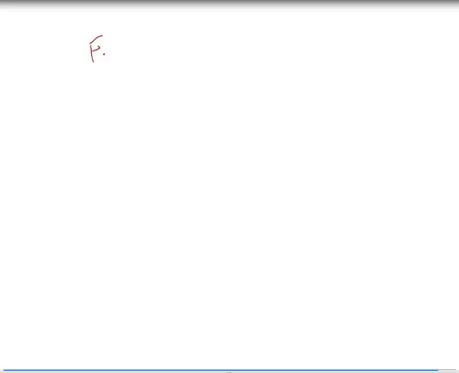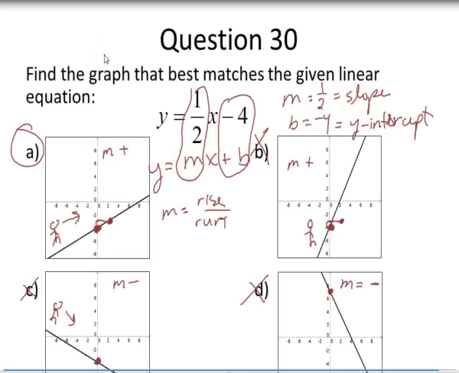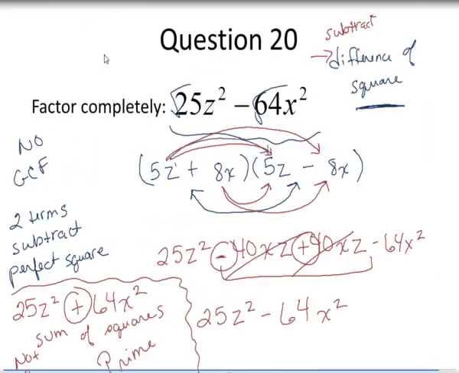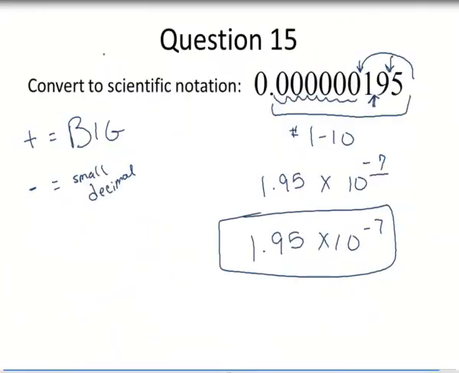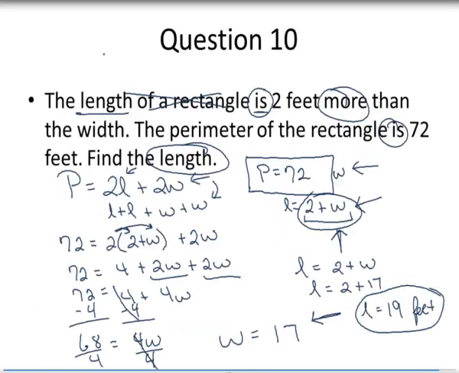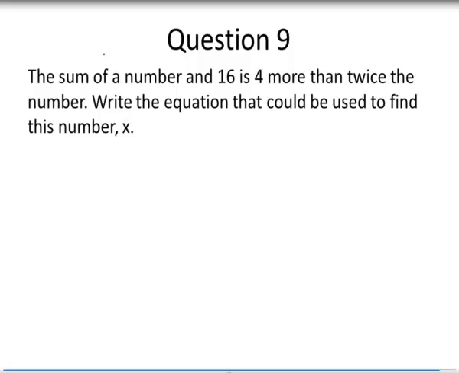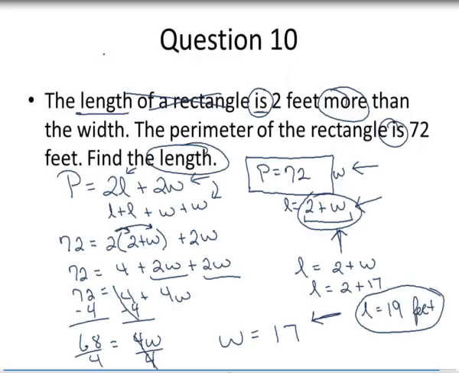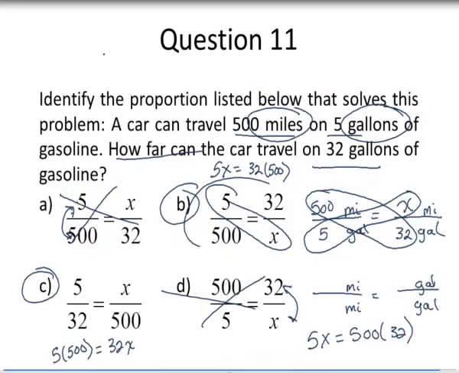The question is how many word problems are going to be on the exam? I think there's two. Let me go back really quick. If you get the worksheet, number 9 will be translate, number 10 will be solve a word problem, and number 11 will be translate a proportion. So just like 9, 10, and 11 on the practice.